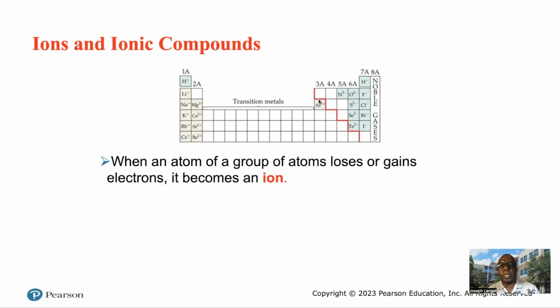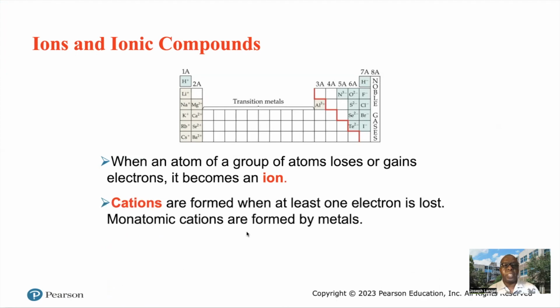The most common one in group 3A is aluminum, which forms positive 3. Please remember this as well for sulfur, selenium, tellurium, fluoride, chloride, bromide, and iodide. Those are the common ones. You need to use the periodic table. Cations are formed when at least 1 electron is lost. It can be 2, it can be 3, to form monoatomic ions.